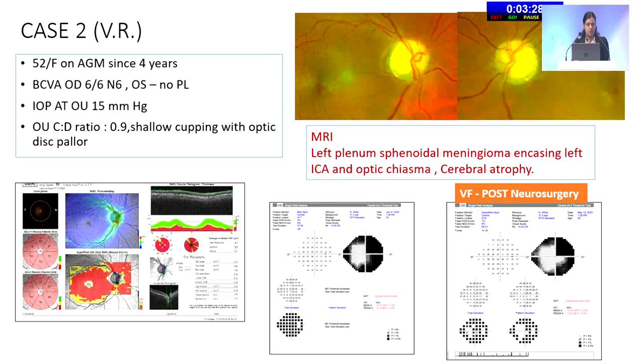Case 2, a 50-year-old female on anti-glaucoma medication in both eyes, with cup-disc ratio 0.9 with shallow cupping and optic disc pallor. Perimetry showed a right eye visual field defect and left eye loss of visual field. MRI shows a left meningioma encasing the left internal carotid artery with the optic chiasm, with cerebral atrophy. After neurosurgery, the visual field in the right eye was stable.